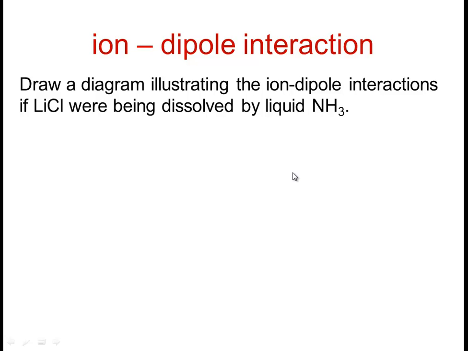Okay, so hopefully you've started to get your mind around the problem, and let me see if I can get my pen working here. All right, so it says we've got lithium chloride, which is clearly an ionic compound, and we're going to dissolve that with, let's say, liquid ammonia. All right, so how would the molecules of ammonia orient themselves around the lithium and the chloride ions in solution?